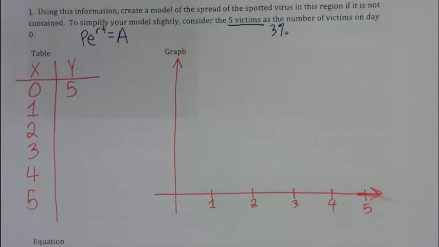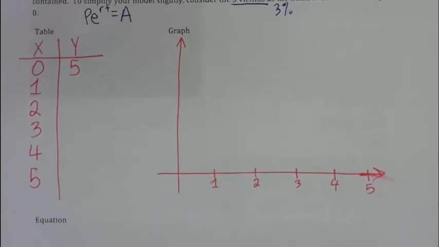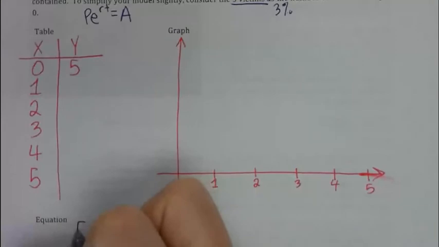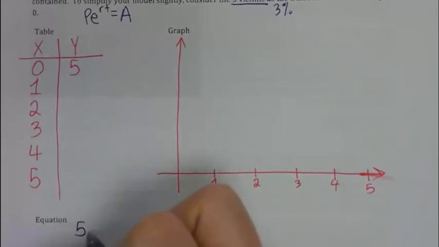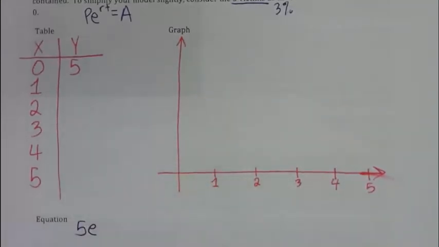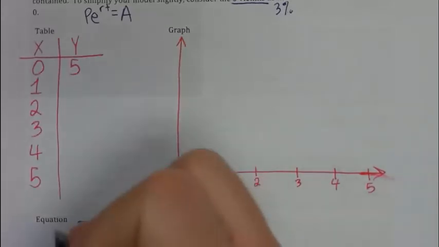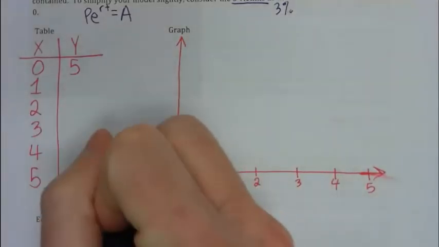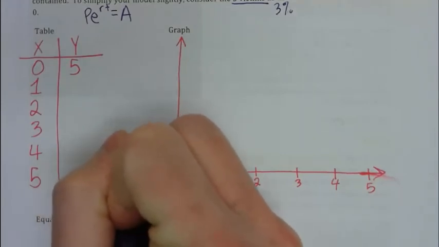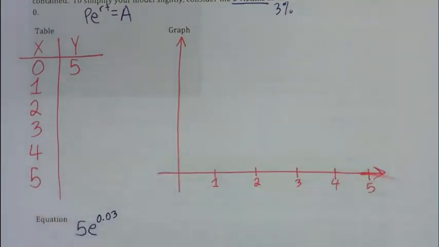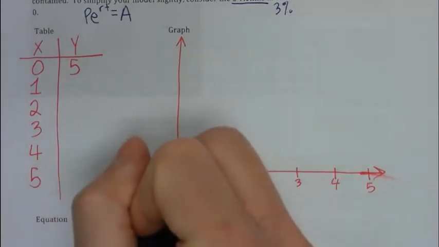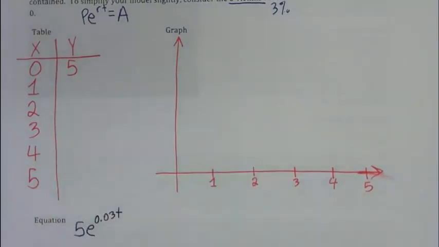So if we make an equation, we can actually make an equation pretty easily first. So we know that we're starting out with 5 victims, and our e is involved since this is continuous growth of our virus. And our 3%, 0.03, and then to the power of t. So think about if t was 0, where I had that filled in our table already, that would be 5 times e to the power of 0, or just 5 times 1.